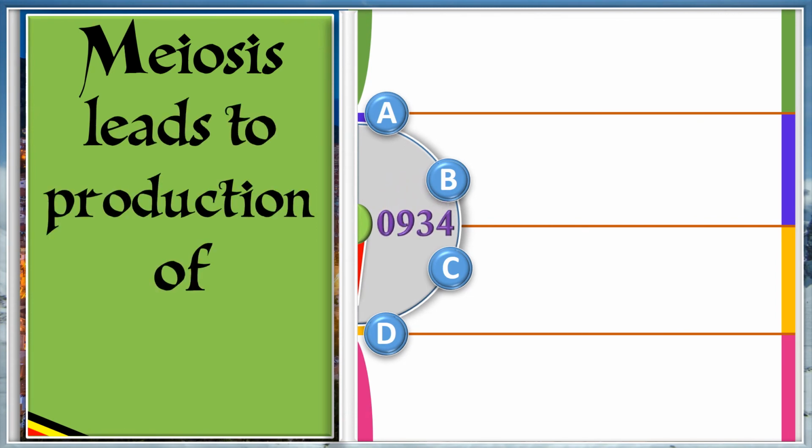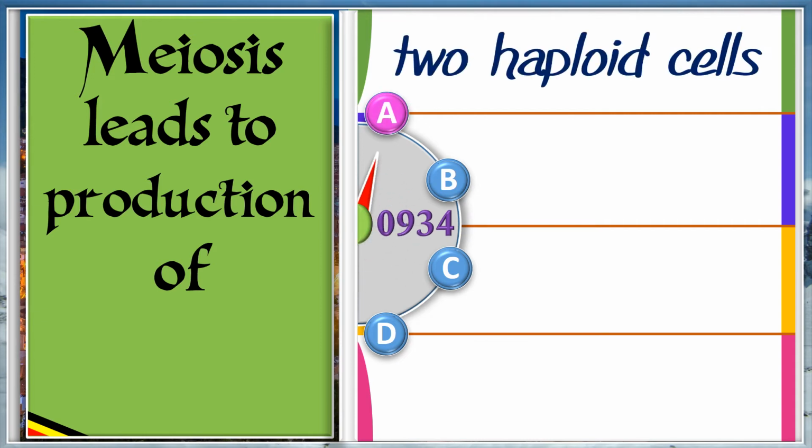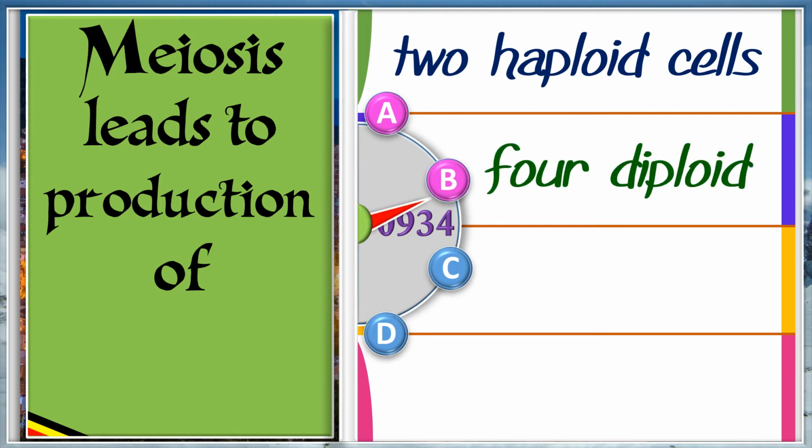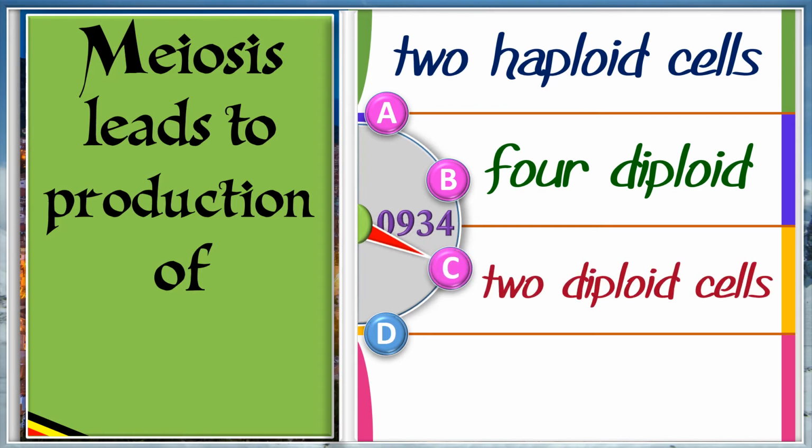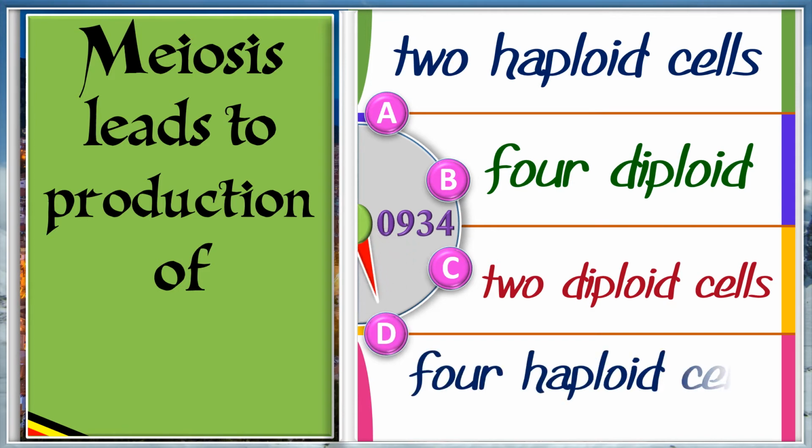Meiosis leads to production of: A. 2 haploid cells. B. 4 diploid cells. C. 2 diploid cells. D. 4 haploid cells. And the answer is D. 4 haploid cells.